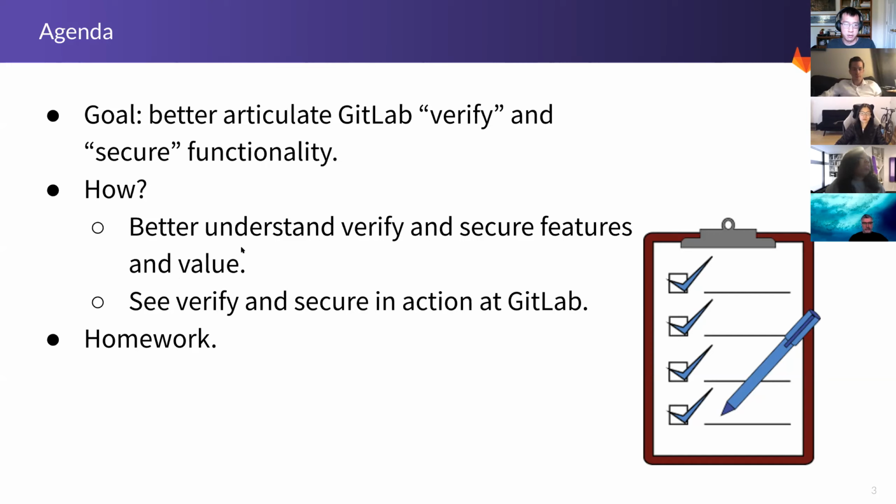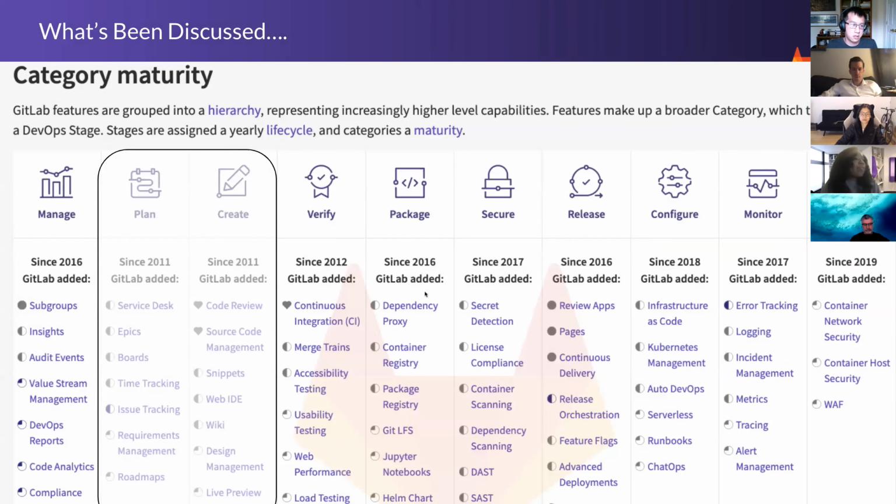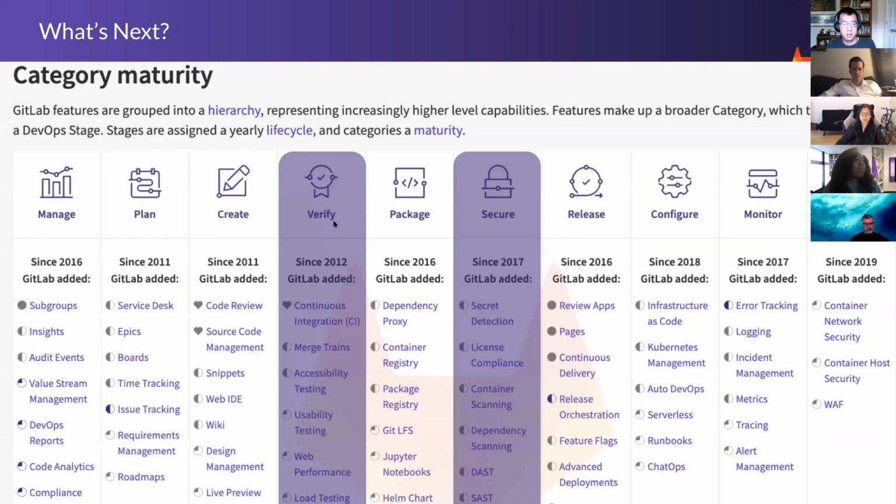We'll explain the abstract principles of what is a unit test, what's an integration test, and then we'll also see how GitLab does all this stuff so that ultimately you can have a better sales conversation. That's the entire goal. So what have we discussed so far? 10 product stages, very deep product. We've talked about plan and create, and what we're talking about today is these two stages.